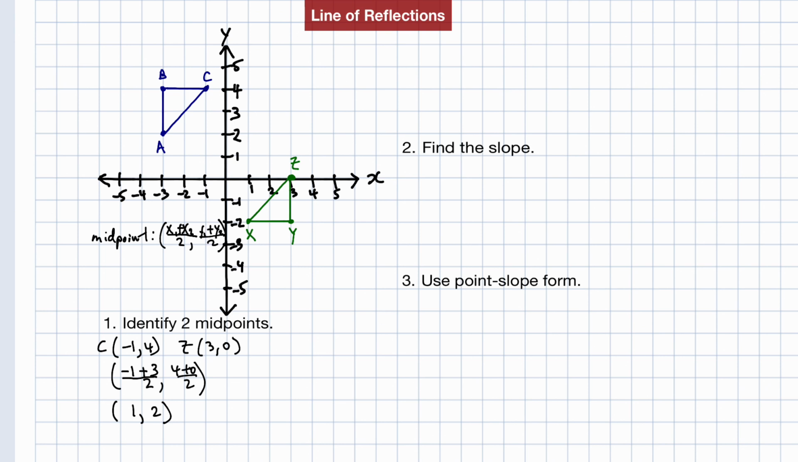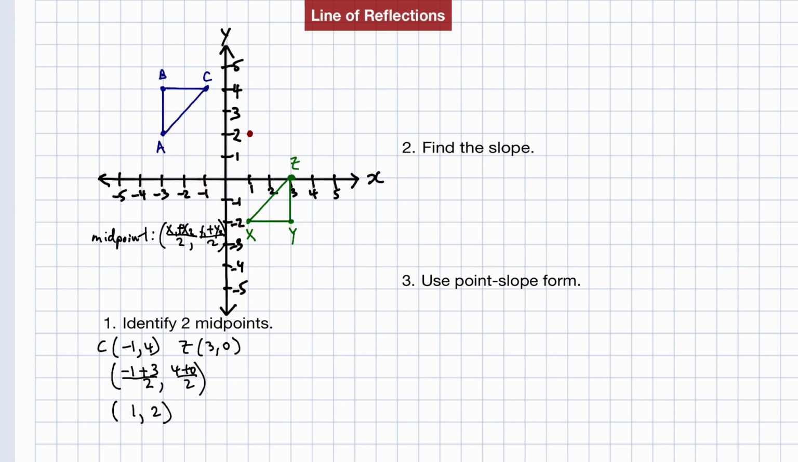Now that we've identified one of the points, we're going to plot it right here at 1, 2. Now what we need to do is find the midpoint of another set of points, and so we're going to find the midpoint of A and X. We can also choose to find the midpoint of B and Y. That's a choice. There's no difference as to which one. I'm just going to pick A and X.